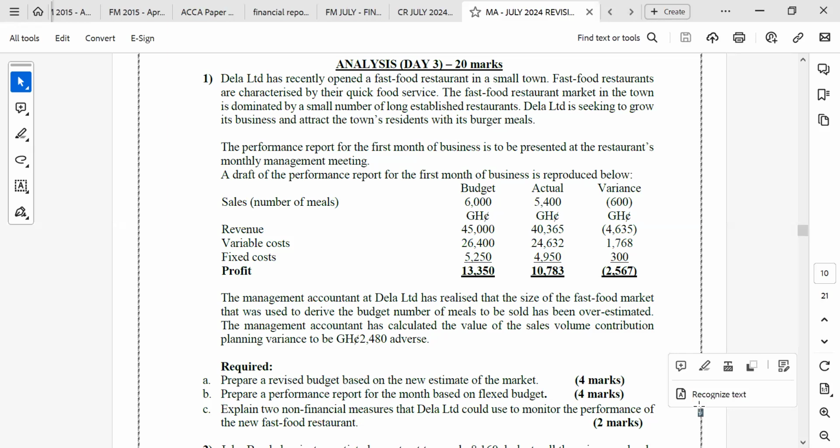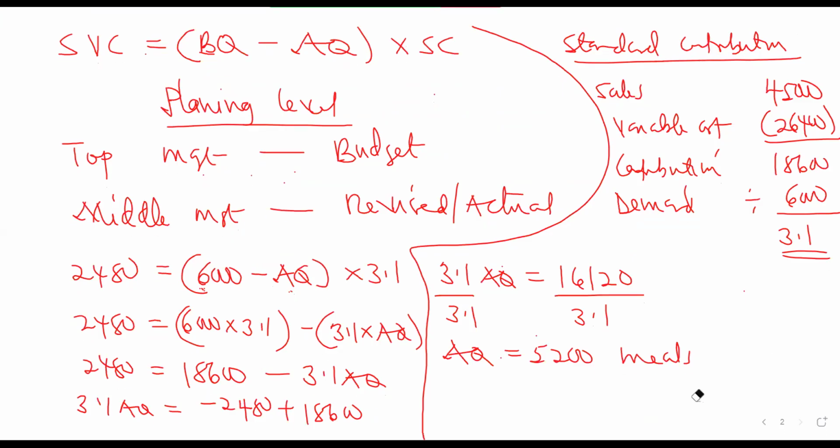It's the operational level. Variance can be calculated into two categories: the planning level and the operational level. But what we have been doing is combining the two, so you just calculate the variance for both. Let's calculate the contribution variance over here. Sales volume contribution variance will be equal to 6,000 minus 5,400, multiplied by 3.1. This is if you are not asked to calculate planning and operational variances. This is what you are going to be having.